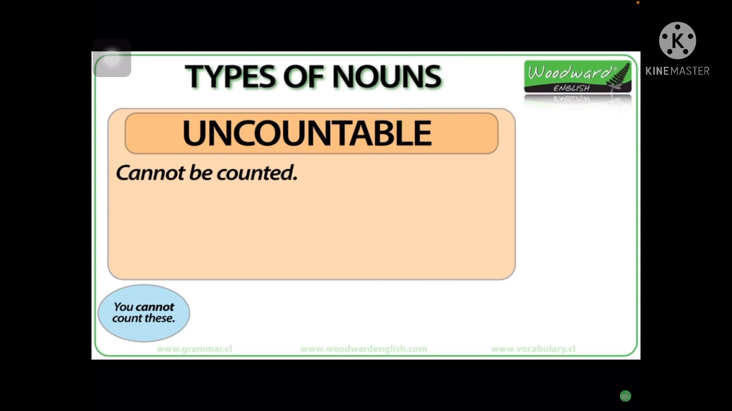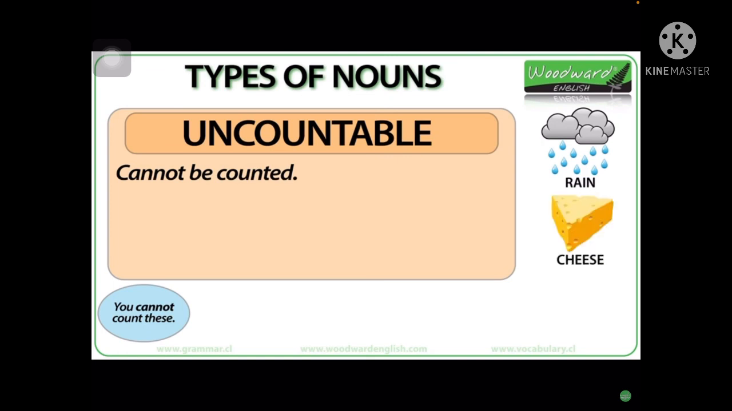Uncountable nouns are nouns that cannot be counted. For example, you cannot count rain. No. You do not say 1 rain or 2 rains. No, it's not possible. So rain is uncountable.